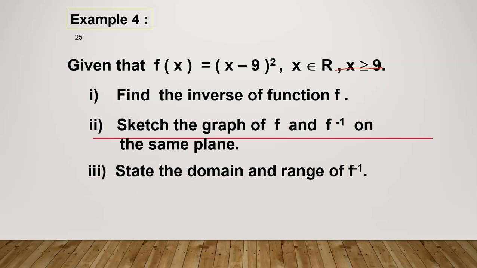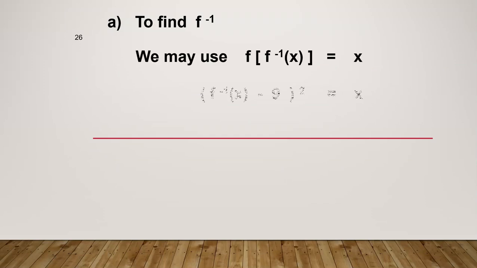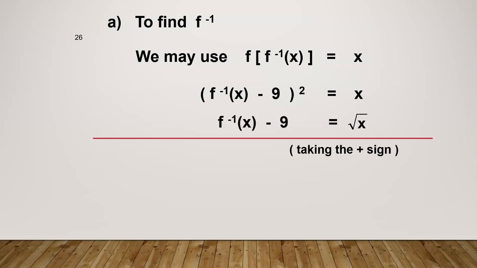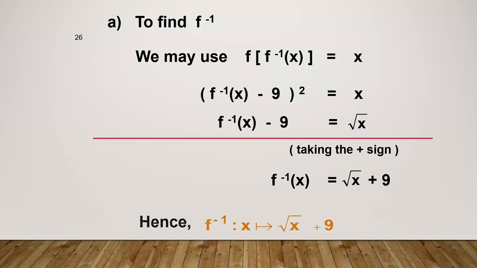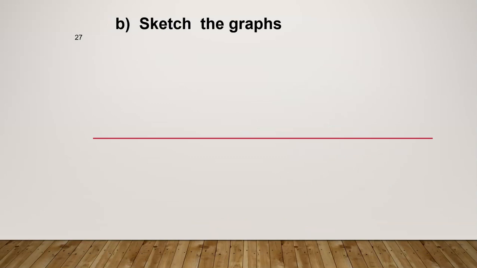Sketch the graph and find the domain. In this case, they also can use the formula, f inverse of x. It depends on you. You can use the formula that you learned during your Form 4 and Form 5. We take the positive sign because x is greater than or equal to 9, just now. So this is the f inverse, square root of x plus 9.